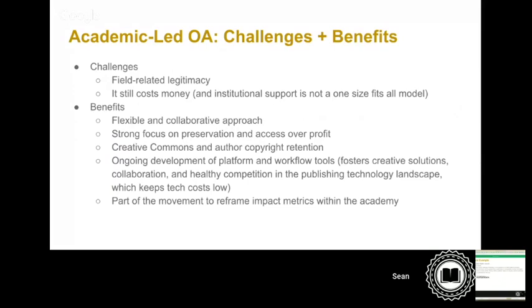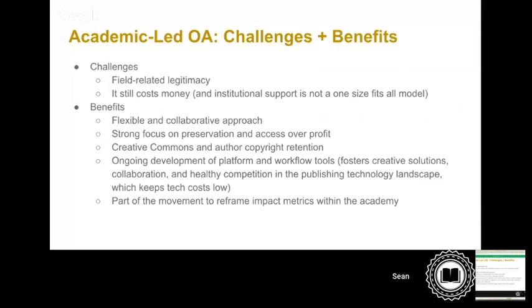So to wrap up, from our perspective, some of the major challenges and benefits to academic-led open access publishing are as follows. The challenges, as we see it, have always been for journals and will likely be for quite a while to come. Issues of field legitimacy, how in an era of print journals do we make open access online journals seem or actually be legitimate, and 2, cost of production.